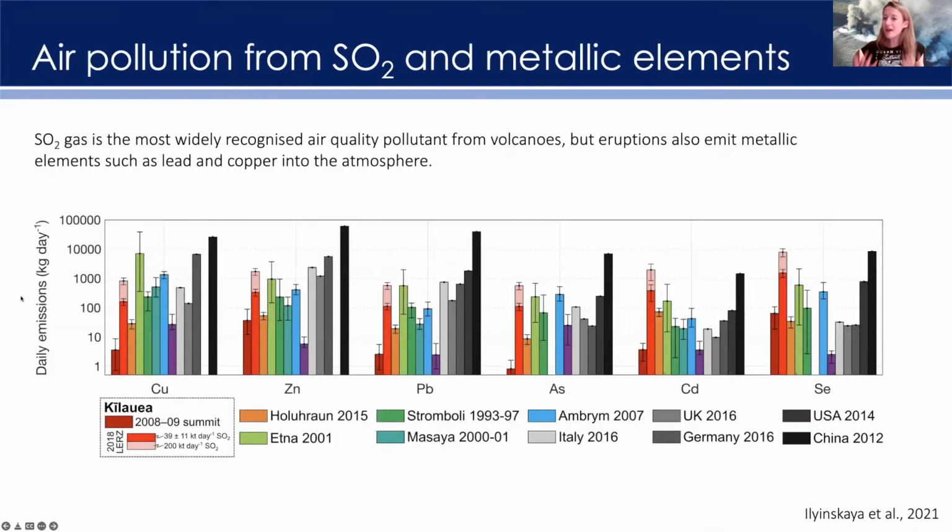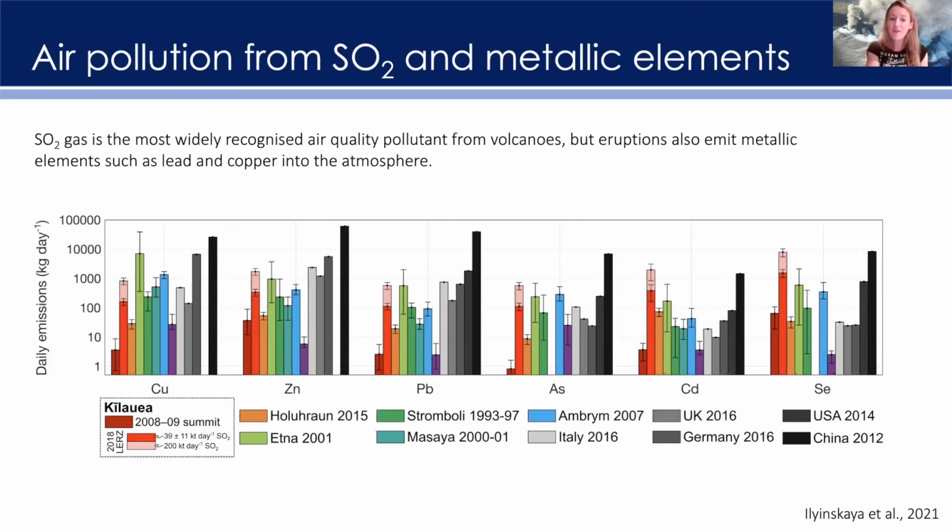From these less explosive eruptions, the most important thing we need to think about is the air pollution hazard, in terms of the chemical hazard from the volcano. SO2 gas is the most widely recognized air pollutant, but as I mentioned, eruptions also emit metallic elements like lead and copper into the atmosphere.